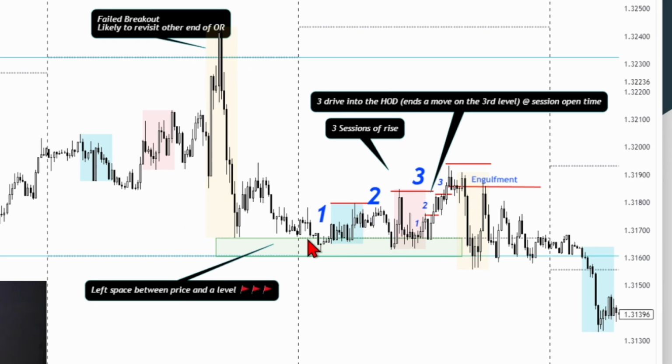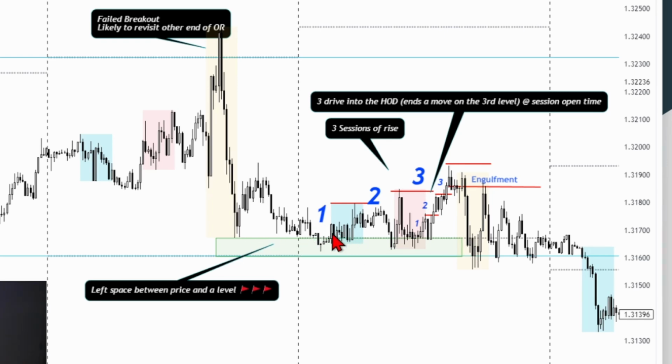You can see the larger pattern forming: 1, 2, and then on the third level, coming into the third level, we have 1, 2, 3 levels of rise, and then we have the engulfment right here coming into the session. Before the New York session has even begun, they traded back up into that, and then the move back down. The market structure is already down.